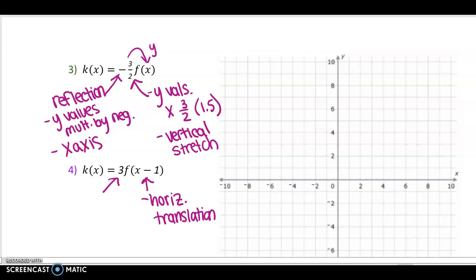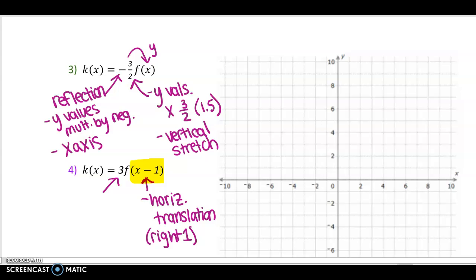And it looks like it would go left because it's x -1, but we know all x transformations do the opposite operation. So this is actually going to go to the right 1 unit for all of the points. So it's going to slide over this way 1 unit. That was supposed to be an arrow.